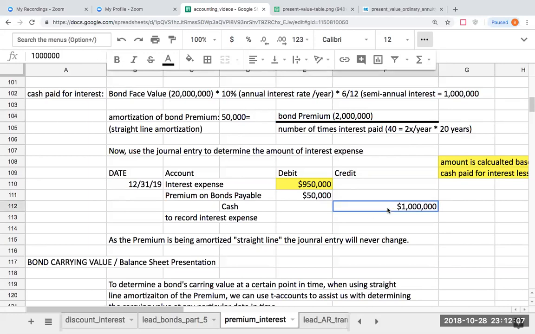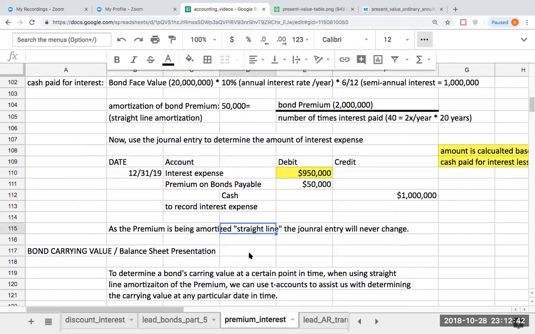So I'm paying out cash for interest, or that 20 million times 10% times 6/12. And I'm debiting my premium on bonds payable right here for $50,000. So to balance my entry, that remaining amount is going to be a debit to interest expense for $950,000. Remember, when we're doing straight line amortization, interest expense is always going to be last. When we're doing effective interest, it's going to be the effective interest method, very, very different.